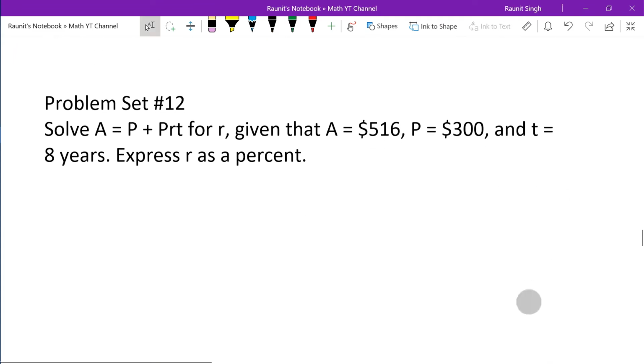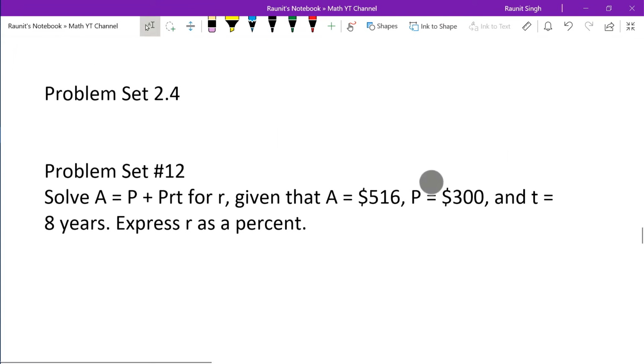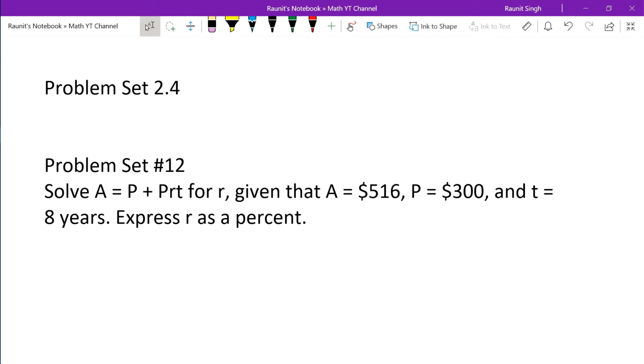So today we're going to be covering problem set 2.4, and yeah, let's get right into it. So number 12. Solve A equals P plus PRT for R, given that A equals 516, P equals 300, and T equals 8 years. Express R as a percent.